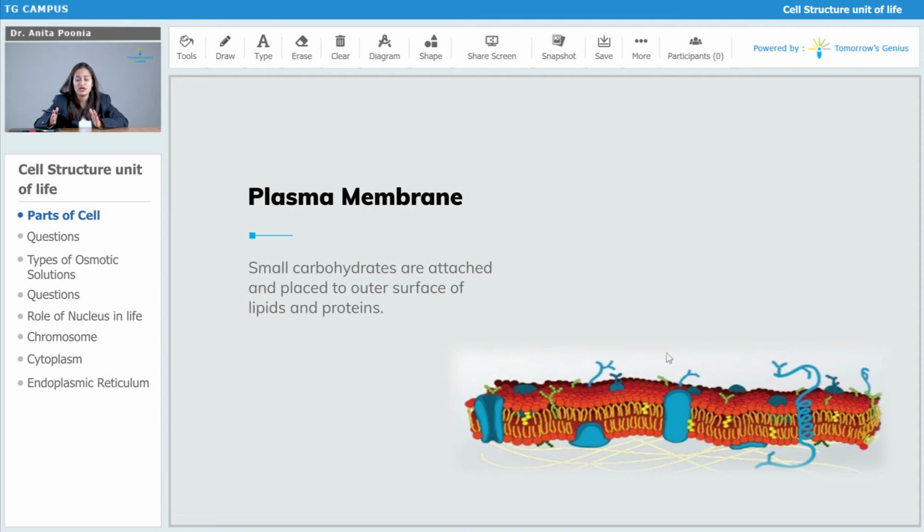So apart from your lipid bilayer, it has got integrated proteins, and apart from that, you also have got small carbohydrates as well, which are attached at places to the outer surface of the lipid and protein.